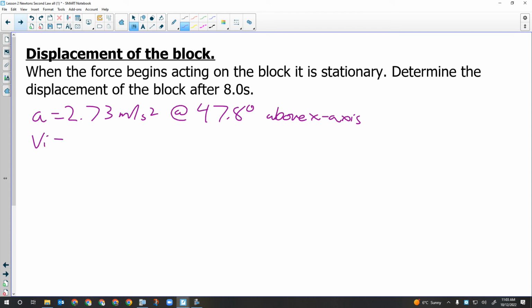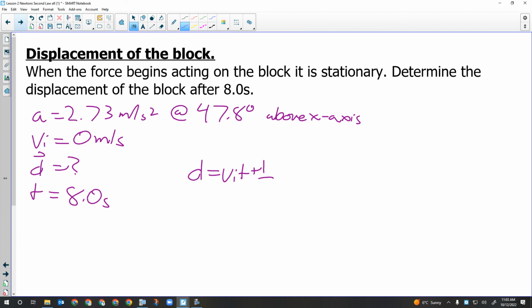It says that the block is stationary when the force begins to act. We're looking for the displacement of the block after 8 seconds. Is this something we already know how to do? Yeah, it's just an acceleration problem. Very often, with Newton's second law, because the objects are accelerating, we get acceleration problems involved. So in this case, we would simply go d equals v_i times t plus 1/2 a t squared. And v_i is 0, so we're simply going to have 1/2 times 2.7 times 8 squared.